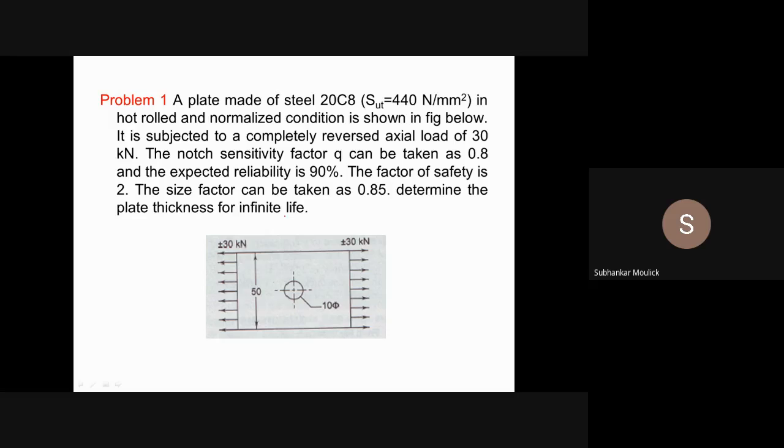Determine the plate thickness. What is the thickness of the plate? That you need to determine for infinite life. That means due to this reversed loading condition, failure of this component in fatigue is uncertain. It can fail after 10 days, it can fail after 100 days, it can fail after 100 years. That means it is an infinite life problem. How can we solve it? Is the problem clear to all of you, or should I repeat it once again? Is it clear?